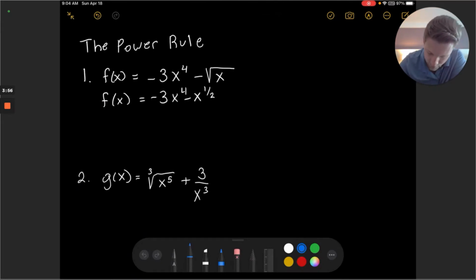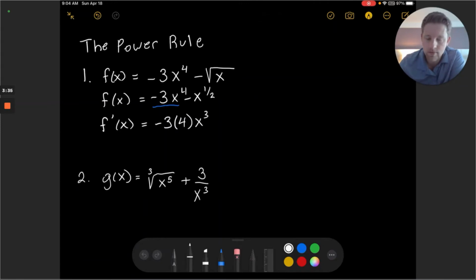So let's go one by one. The first term, we have negative 3x to the fourth power. So let's use our power rule. We would say that the following derivative, f prime of x, is equal to negative 3 times 4x to the third, minus, if I bring down the power on my second term, that would be a 1/2 power coming down. And then x, subtract 1 from 1/2 would be negative 1/2.